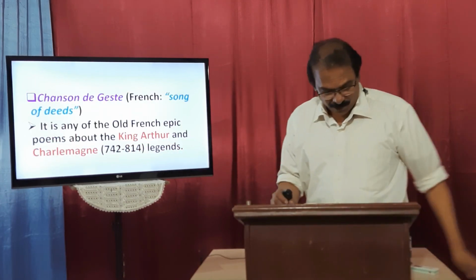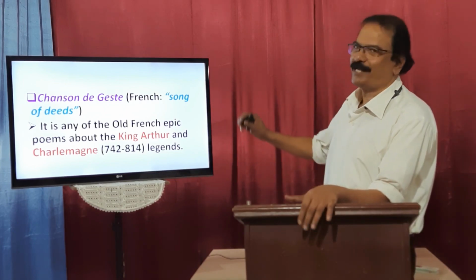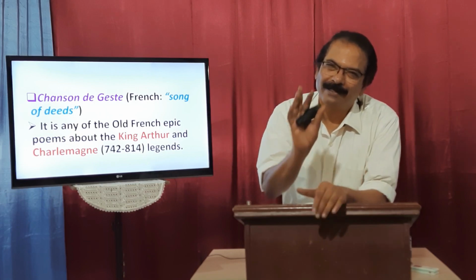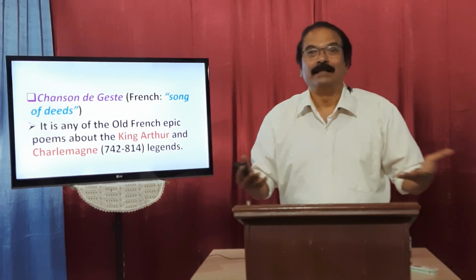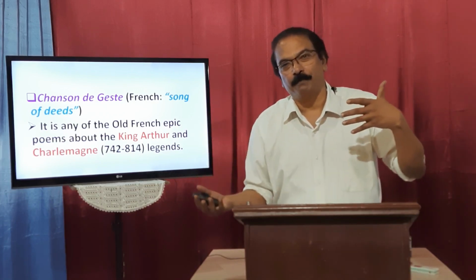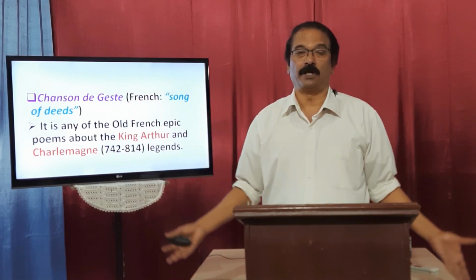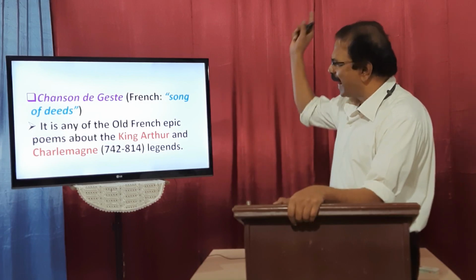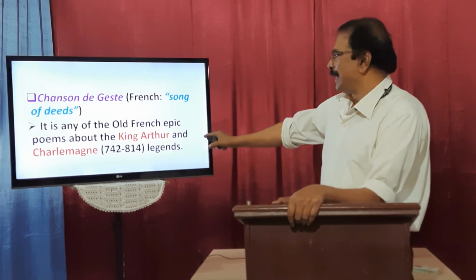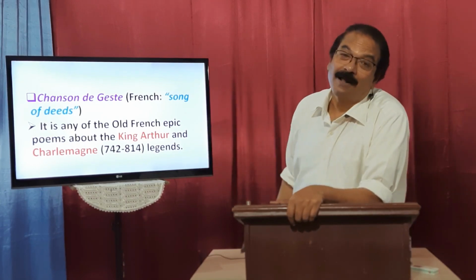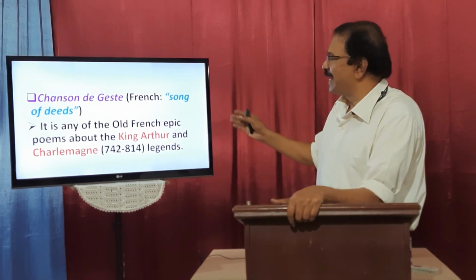The next one, that's a very important one. Chanson de Geste. Don't worry, it is very simple. What is this? Song of Deeds. This consists of a lot of poems celebrating the heroic deeds of great heroes. It is any of the old French epic poems about King Arthur and Charlemagne. That's all.